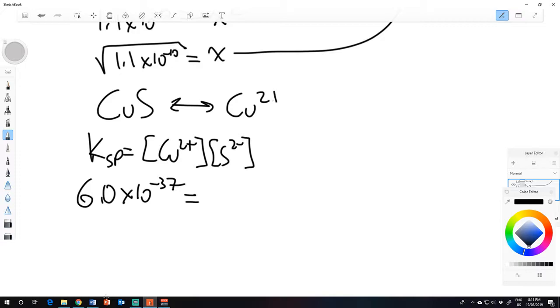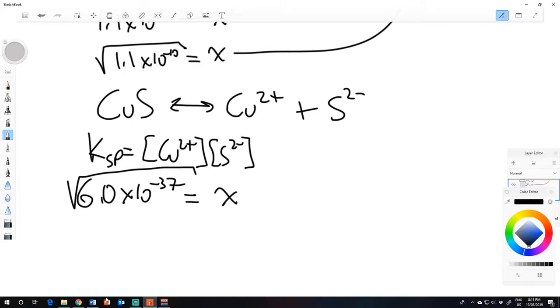Copper 2 sulfide will turn into 1 copper 2 plus, 1 sulfide 2 minus. So this will just be a similar equation. It'll be an X squared. Square root this to get rid of the square, and that'll be your value for the concentration.